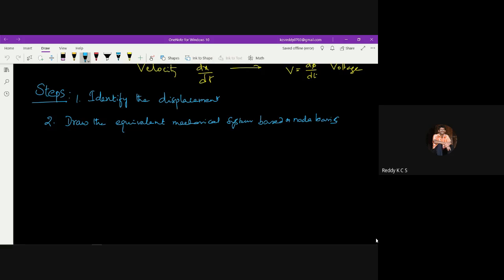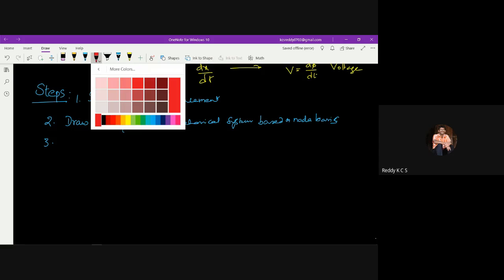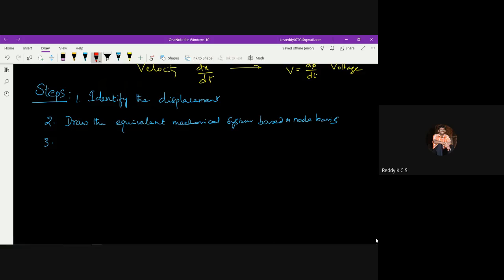Now the third step is very important: write the equilibrium equations. We'll discuss what is meant by equilibrium equations here. Write the equilibrium equations.